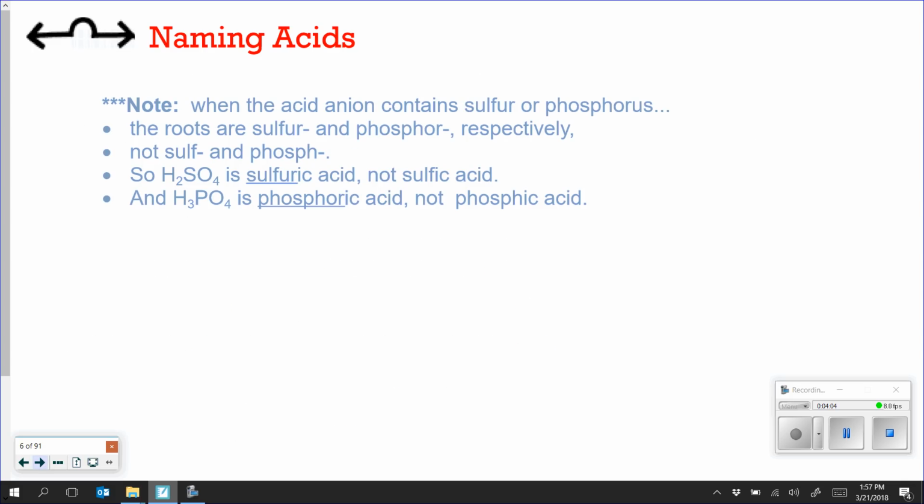Just some side notes about naming acids. When your acid anion contains sulfur or phosphorus, the roots are going to be sulfur- and phosphor-. You're going to keep that extra syllable in there, not sulf- and phosp-. So H2SO4 will be sulfuric acid, not sulfic acid. And H3PO4 is going to be phosphoric acid, not phosphic acid.